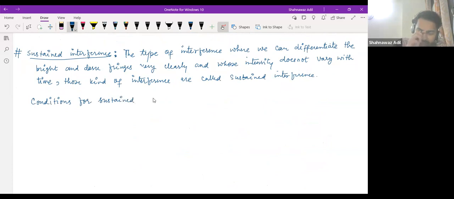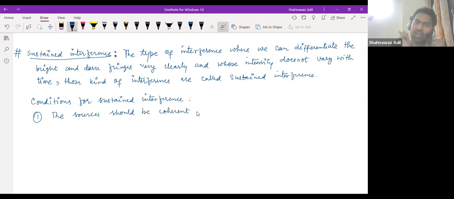Yes, guys, tell me what kind of sources we have considered. This is the first condition that we talked about. The sources should be coherent, right? This is the first condition. The sources should be coherent. This thing we have clearly seen, right?